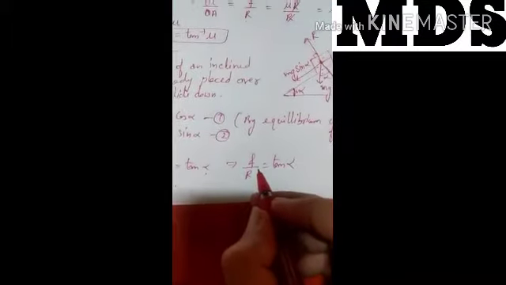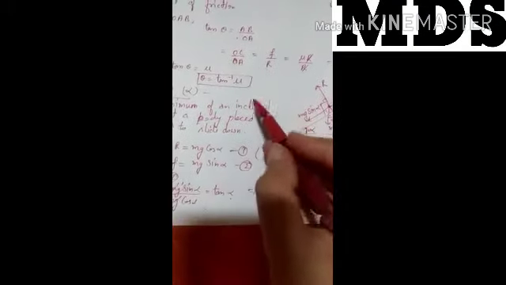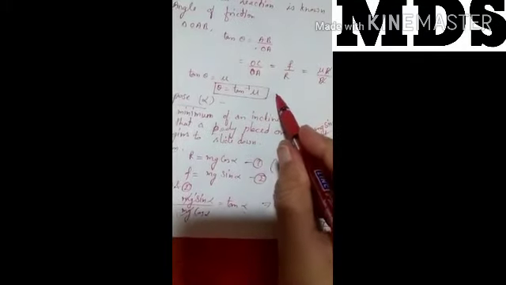Clear? Then friction we can write as mu R. Then F by R equal to tan alpha, this R and R cancel out, so from here we can write mu equal to tan alpha. Clear now? That is the angle of friction and this is the angle of repose. Clear now from this relation?